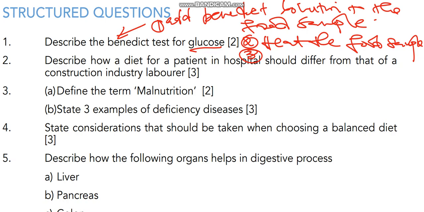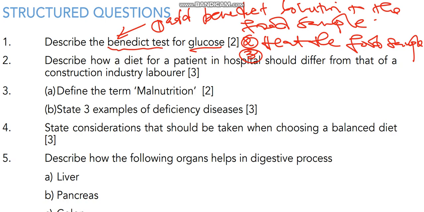If glucose is present in that solution, it will turn from blue to brick red. And that is the evidence that there is the presence of glucose in that food sample that you are testing. That's how you test the presence of glucose using a Benedict solution.